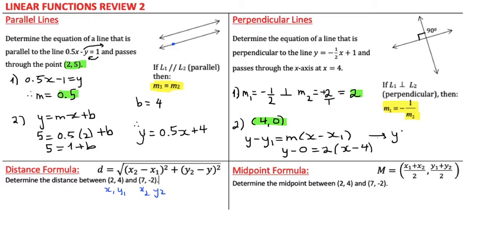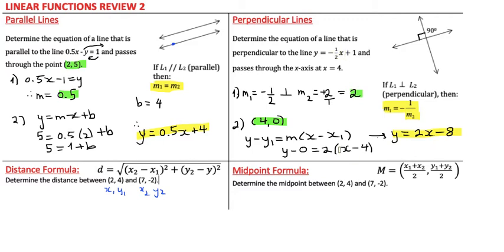Okay, and so we have y is equal to, and now this we have to expand, 2x minus 8. Okay, so that's going to be our final equation that's perpendicular to this line.